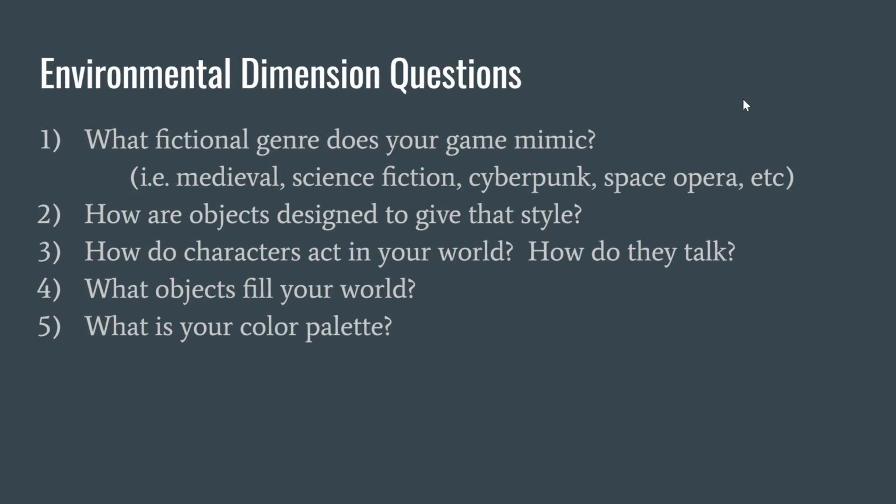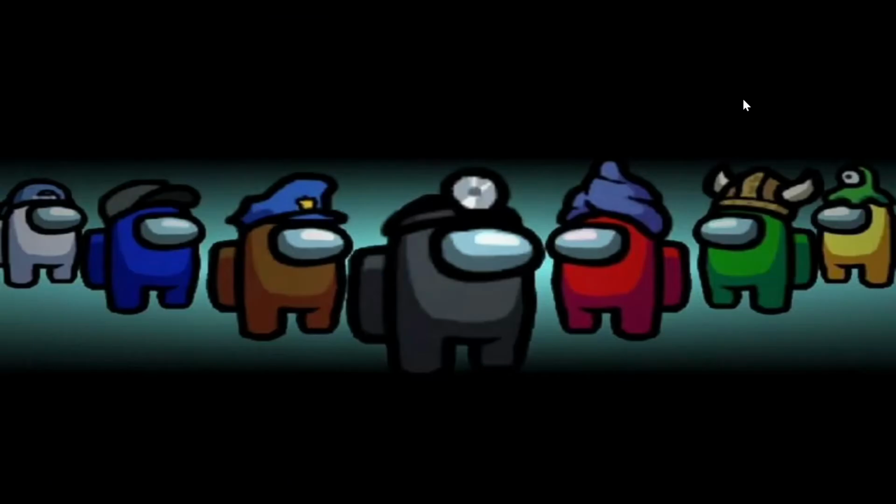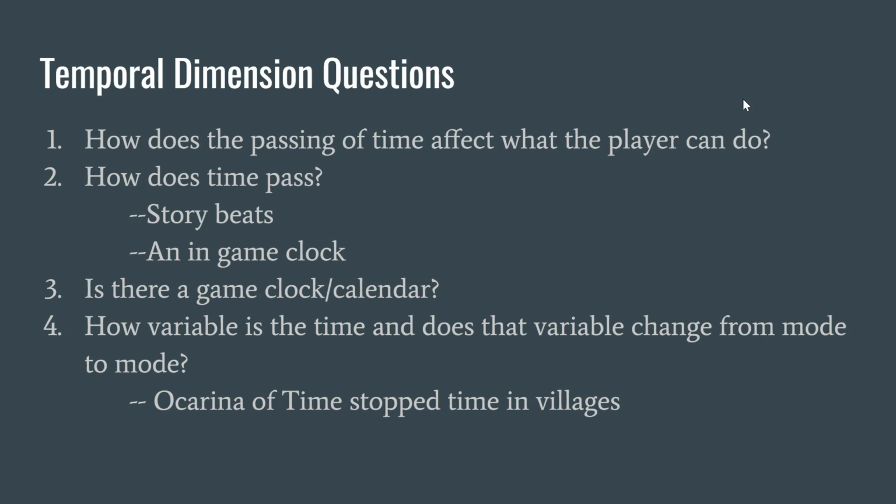Let me click back to the questions. How do the characters act in your world? How do they talk to sort of fit that environment? Do they have a lisp? Do they have an accent? Do they talk like normal people? What objects are you going to put in your world? Obviously, you're not going to put a big castle in a science horror game, right? You're not gonna put a spaceship in medieval London. And then what color palette are you using, which I talked about? So those are the environmental questions. Then we have the temporal dimension.